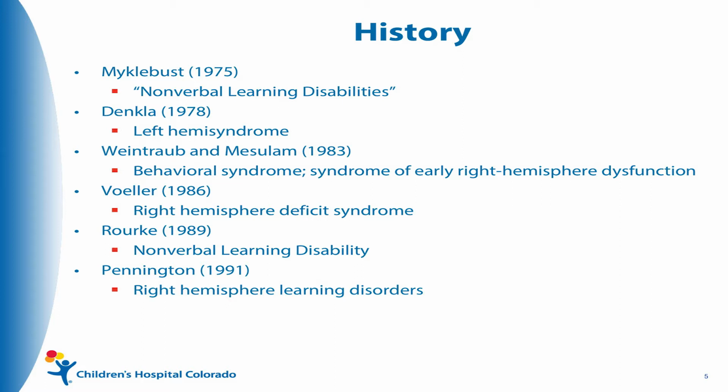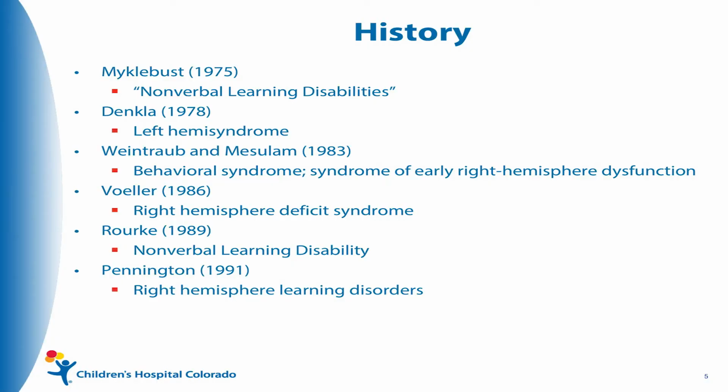We saw in 1983 this idea of a behavioral syndrome, so talking really about identifying some specific weaknesses within the right hemisphere. Again, you may remember from your high school biology class that the right hemisphere controls the left side of our body and the left hemisphere controls the right side. And we tend to think that each hemisphere of the brain is specially able to better handle certain things. So the left hemisphere tends to do a lot of language and the right hemisphere tends to do more nonverbal or visual spatial reasoning skills.